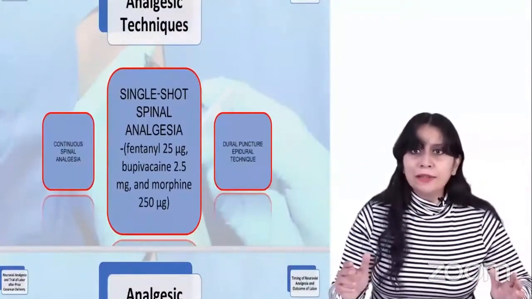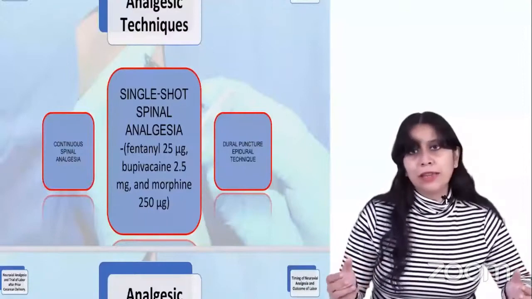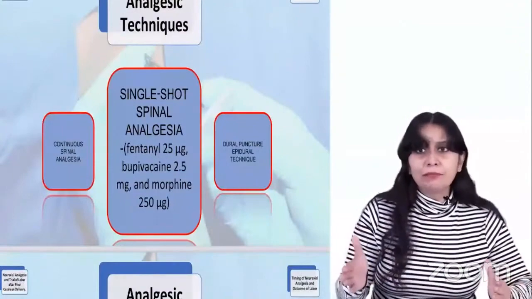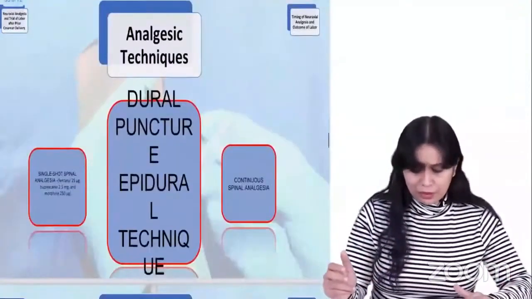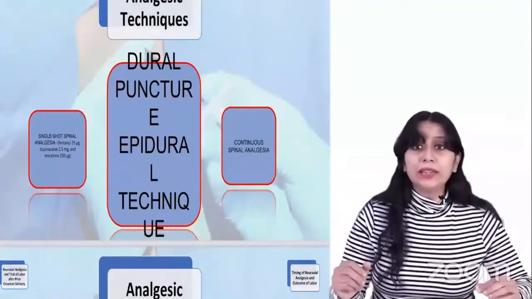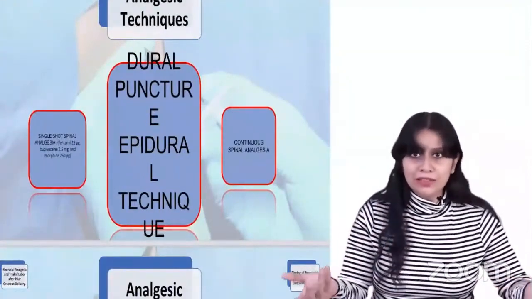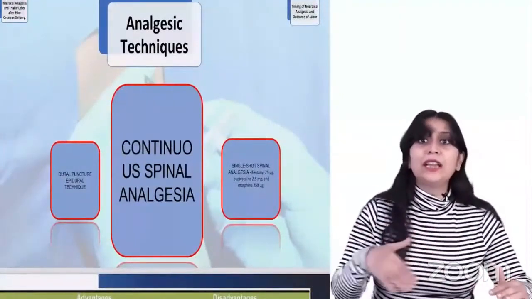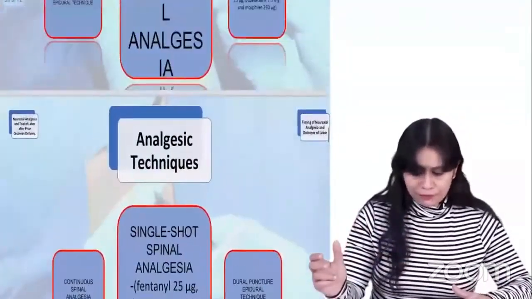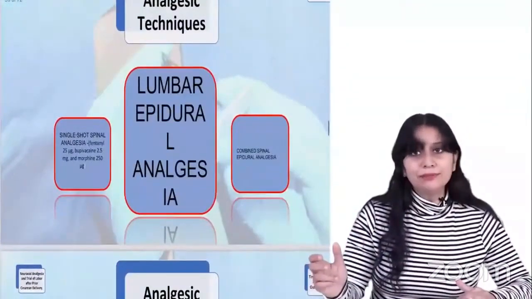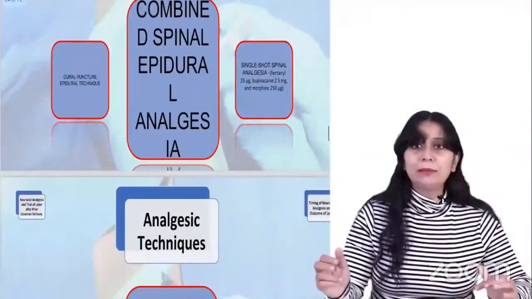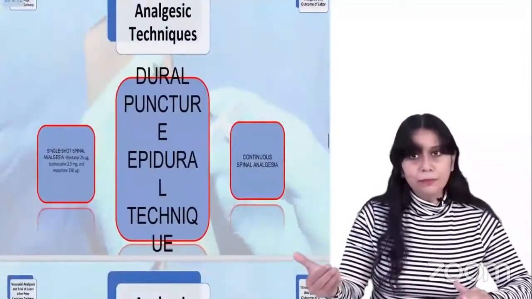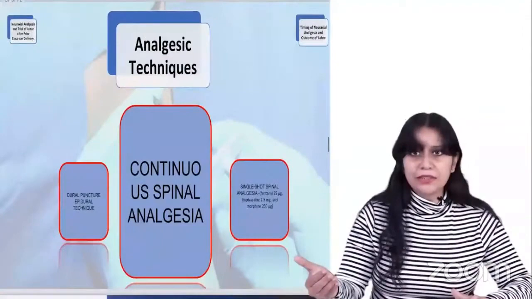This also has a role in some centers where they don't have the expertise to manage the epidural catheter for labor analgesia, and the patient has come in a late stage. I'll talk about it. Then the dural puncture epidural technique. This is a new technique. What it is, I'll talk about it. And continuous spinal analgesia. So these are the different techniques. What I talked about: first was your lumbar epidural, then combined spinal epidural, then single shot spinal analgesia, then dural puncture epidural, and continuous spinal analgesia.